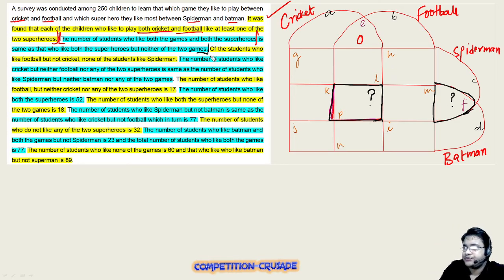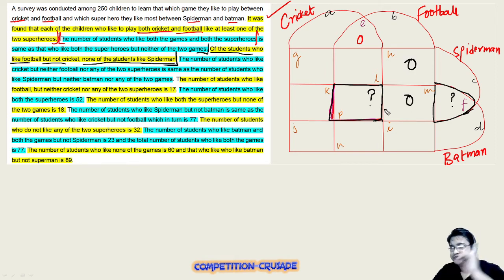Okay. Of the students who like football but not cricket. Football but not cricket is going to be this region, B, H, M, I. Okay, this region. I hope you can see the cursor, you will understand from that. B, H, M, I. Like football but none of the students like Spider-Man. Okay, so none of the students like Spider-Man. So what that tells me is that this is 0 and this is 0.